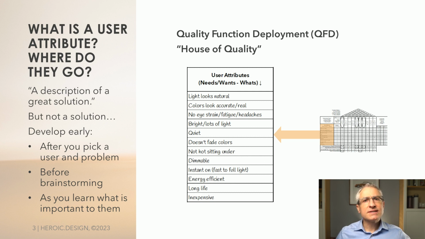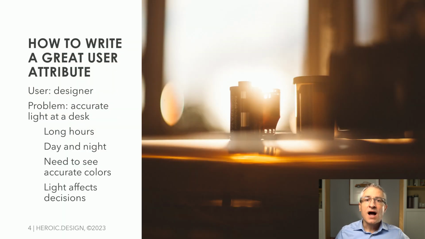And we record these early, after you decide whom you're designing for and what problem you're solving, and before you start brainstorming. This is the first part of a process called Quality Function Deployment, or QFD. It's the left column in the table. I'm going to start this with an example.